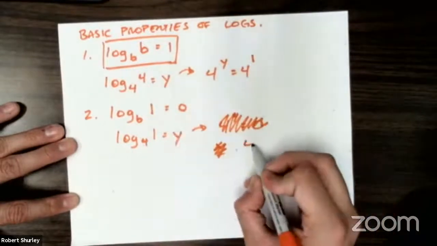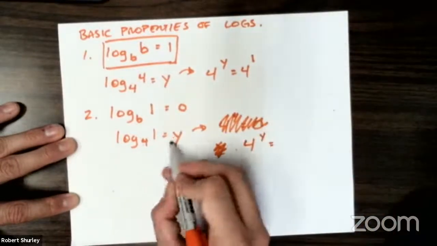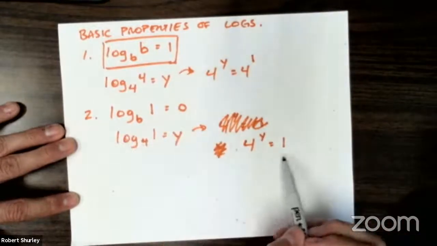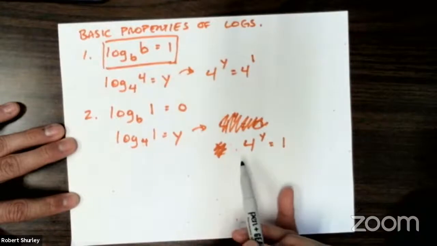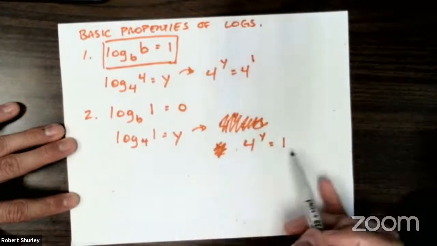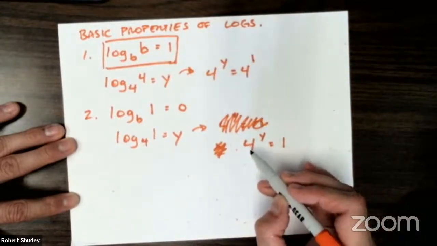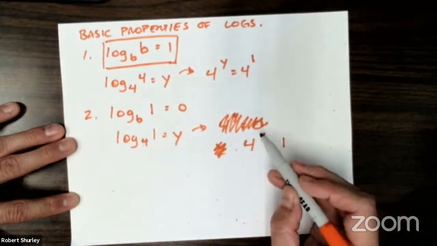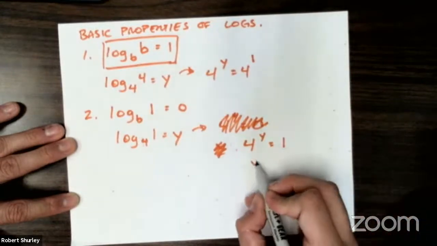4 to the y power. There it is. 4 to the y power equals 1, right? If I wanted to write this as an exponential equation, it would be base 4 raised to the y power equals 1. Well, if you want to raise anything to a power and it equals 1, it has to be 0. Anything raised to the 0 power is 1. So therefore, y equals 0.